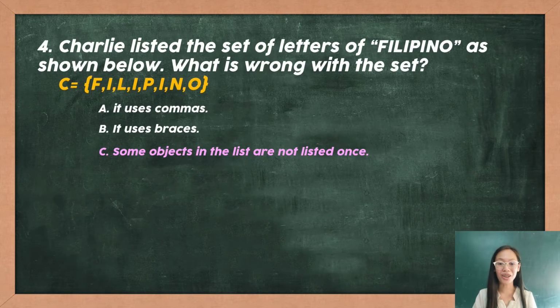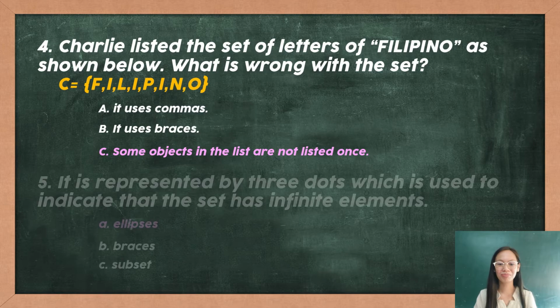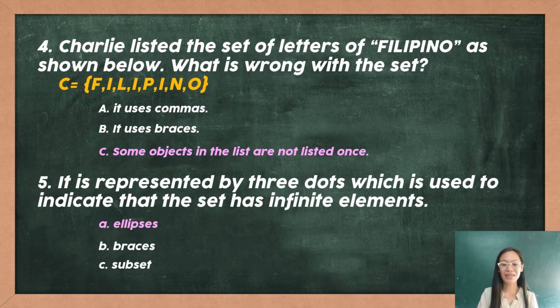On number 4, ano ba yung mali? Alright, the answer is letter C. Some objects in the list are not listed once. Kasi naulit ni Charlie yung pagkakasulat ng letter I. Dapat ay isang beses lamang isusulat yung bawat letra. On number 5, ellipsis yung tawag sa 3 dots that indicates infinite elements.